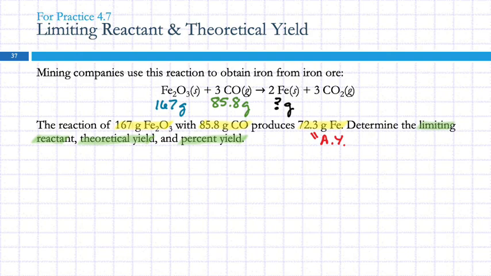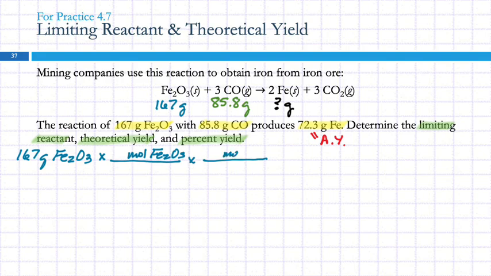So I have amounts of two reactants. I'm going to do two calculations. Grams to moles to moles to grams. So 167 grams of Fe2O3, grams of that to moles of that, to moles of the thing I'm looking for, to grams of the thing I'm looking for. And then I'm going to fill in the units in the denominator.